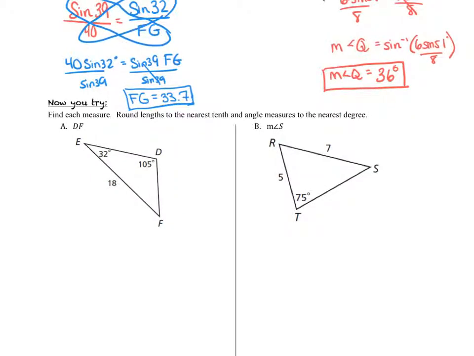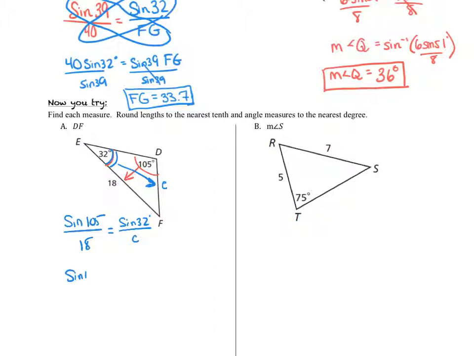If you're ready for the Now You Try, pause the video and hit play when you're ready to hear the explanation. Okay, so I'm noticing that I have my 2 angles and a side. And so I'm looking for side DF. You can call that lowercase e, I guess, since it's across from angle E. So I've got sine of 105 over 18 equal to, across, we've got sine of 32 across from side DF, or you can call that lowercase c.